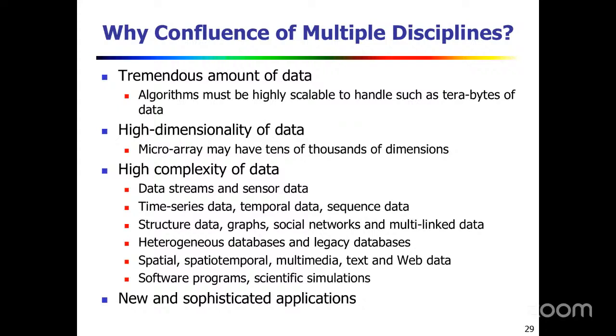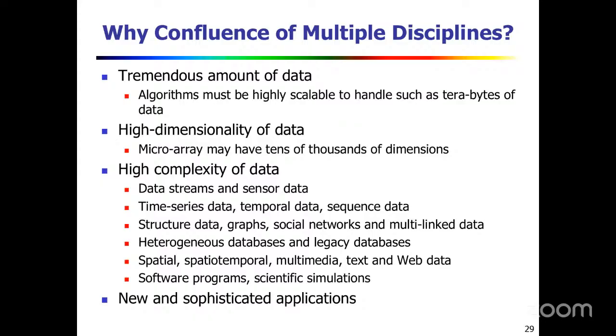So, high complexity of data: data streams, sensor data, a continuous flow of data, audio or video. For example, sensor data is there. Nowadays IoT devices are there, IoT devices, Internet of Things.